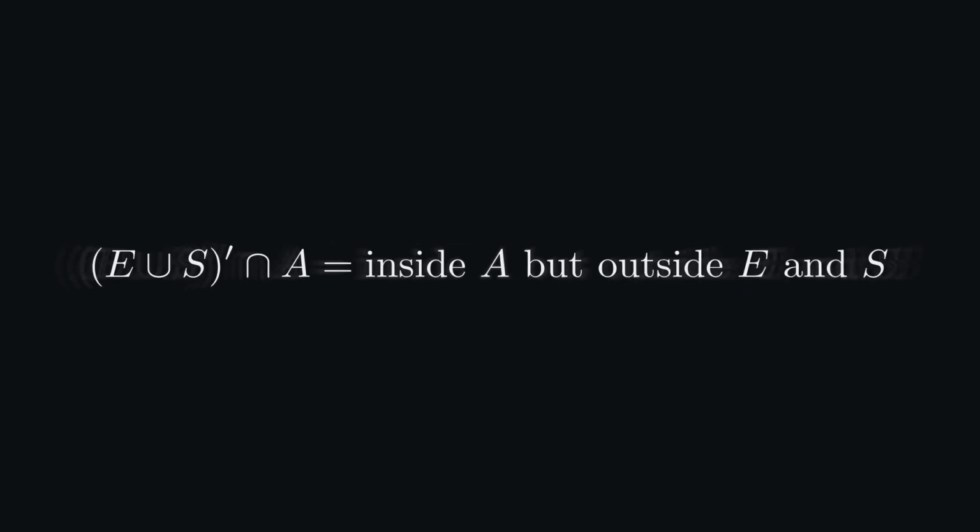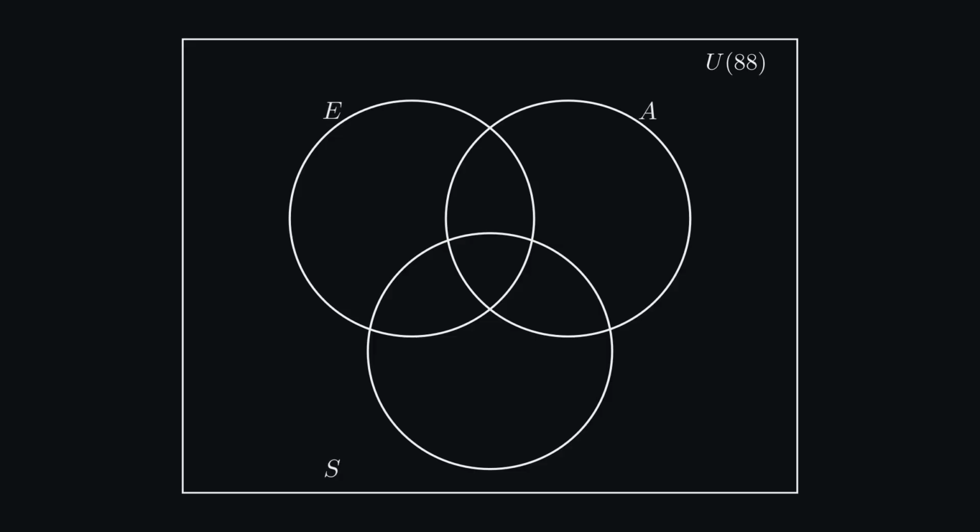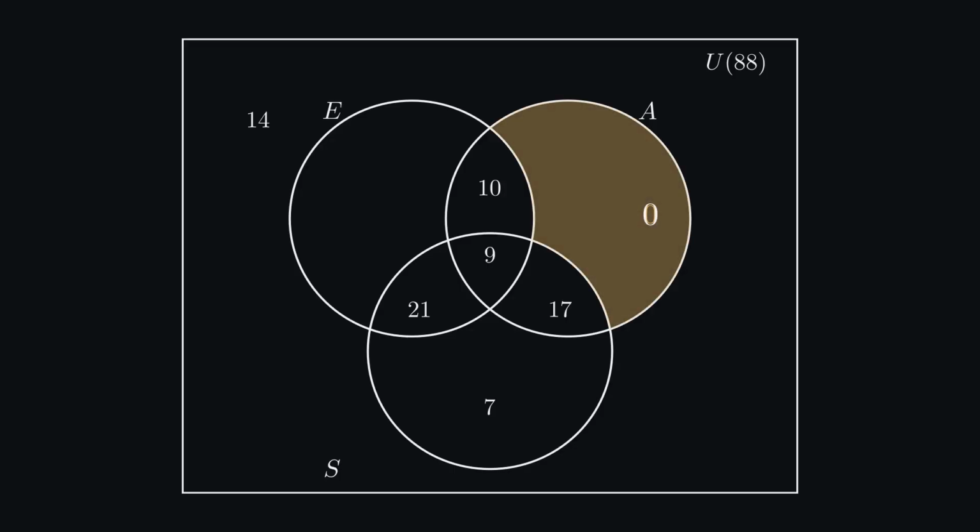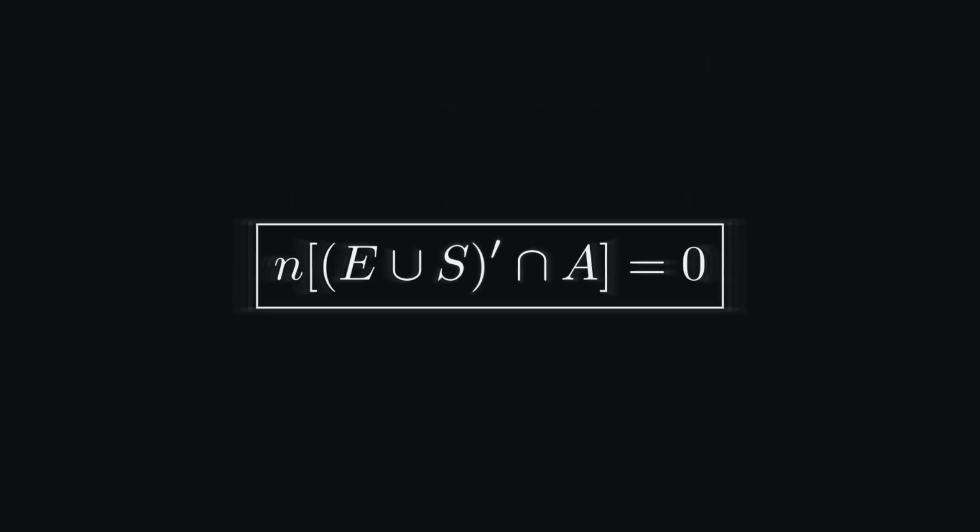Next, let's find n of the intersection of the complement of E and S with A. This represents the region inside A, but outside E and S. From the diagram, we see that Africa only has 0 tourists. Therefore, n of the intersection of the complement of E and S with A equals 0.